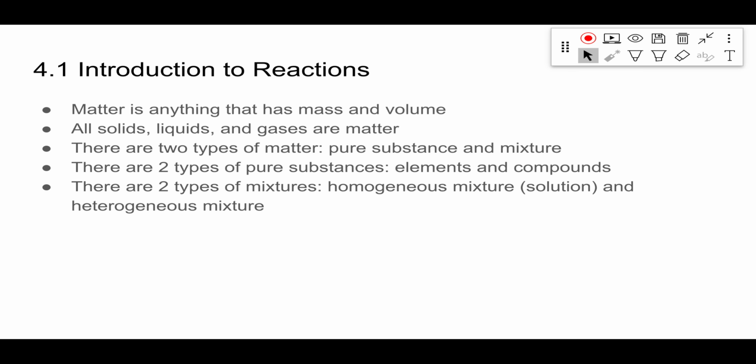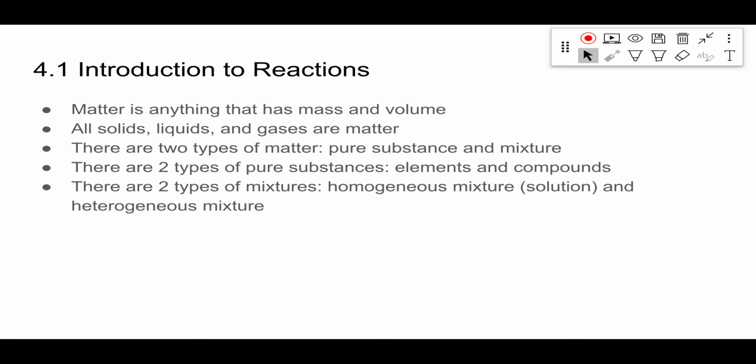So in section 1 of Unit 4, we start talking about the difference between a physical and a chemical change. And to talk about those things, we got to talk about some basics that you should have already seen in other classes. Matter itself, which is what the study of chemistry is, is just anything that has mass and volume. All solids, liquids, and gases are going to be considered matter. There's two types of matter, two broad categories. One is a pure substance and one is a mixture.